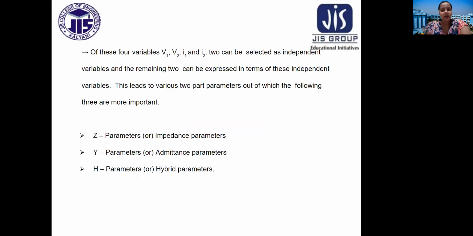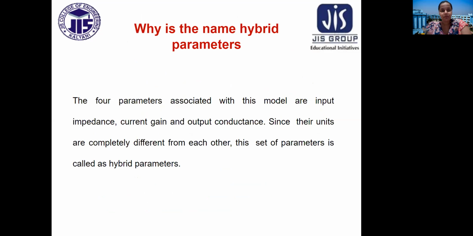Of these four variables, V1, V2 and I1, I2, two can be selected as independent and the remaining two will be selected as dependent variables. This leads to various two-port parameters, out of which the following three are important: Z parameters or impedance parameters, Y parameters or admittance parameters, and H parameters or hybrid parameters.